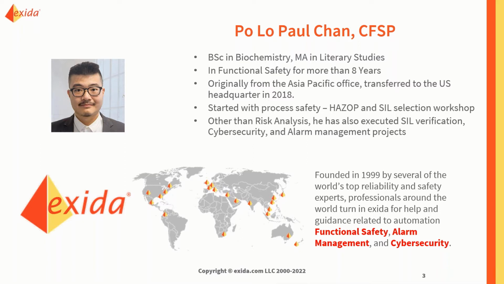And I also take part in the cybersecurity audits for those industrial plants as well. And these are actually the core business of us, of exida. We do functional safety, alarm management, and cybersecurity. And it is a global effort to actually push for the automation safety in that sense. As you can see, we have different offices scattered around the world.